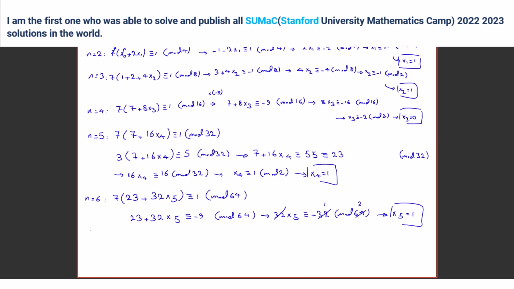Okay, and let me check. X5 is 1, yes. And then 7 times 23 plus this is 55 plus 64x6, right? It's congruent to 1 mod 128, right? Yeah. Okay, so here, we should multiply 7 by what near 128? 128 is what mod 7?